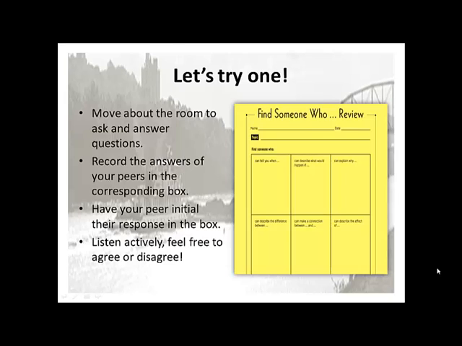Okay, so let's all try a formative assessment together. Pull out your Find Someone Who review, and underneath you will see different questions about formative assessment. So what I'd like you to do is take your paper and move about the room to ask and answer these questions. You're going to record the answers of your peers in the corresponding box. So you'll ask the question, and then if they can answer it, then you'll fill it in, and then have them initial their response, that they said it in the box. Listen actively and feel free to agree or disagree with your peers.